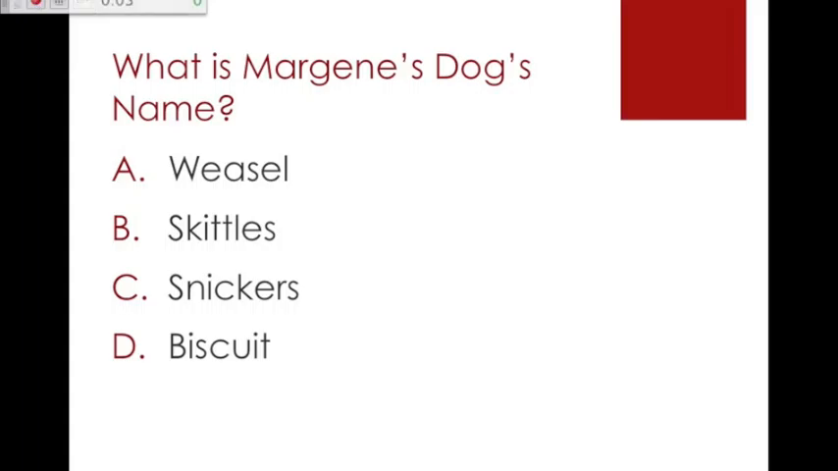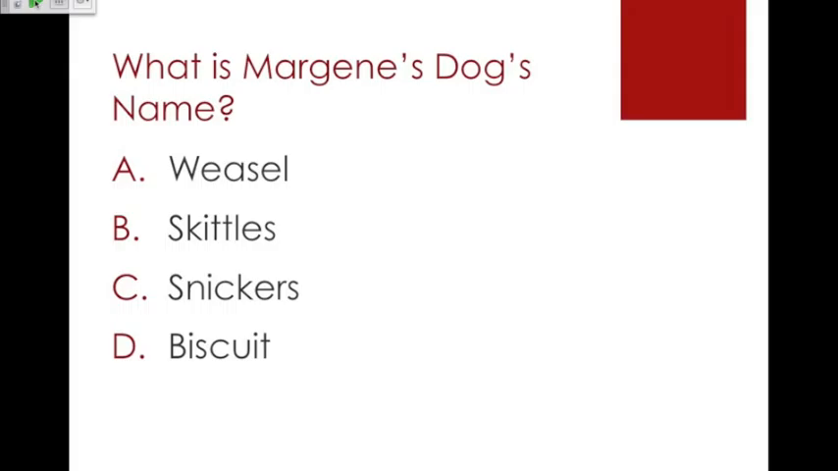And the first question is, what is the name of Margene's dog? Is it A, Weasel, B, Skittles, C, Snickers, or D, Biscuit? And one person has answered. You can see that up in the upper corner on iClicker. Oh, here goes another person. They have answered. And right now I only have 2 students in my class, so I know everybody's answered, so I can click stop.